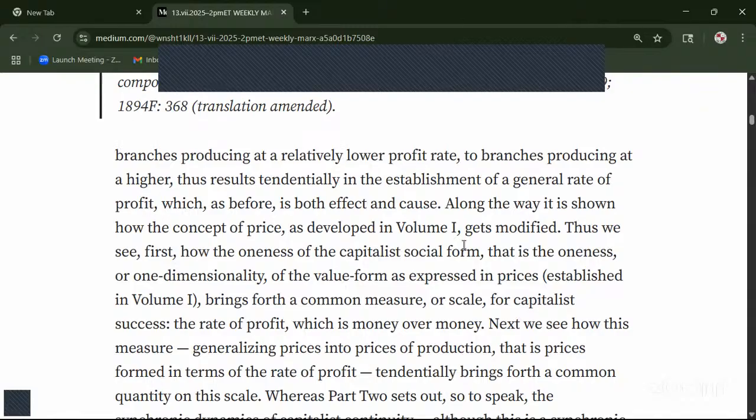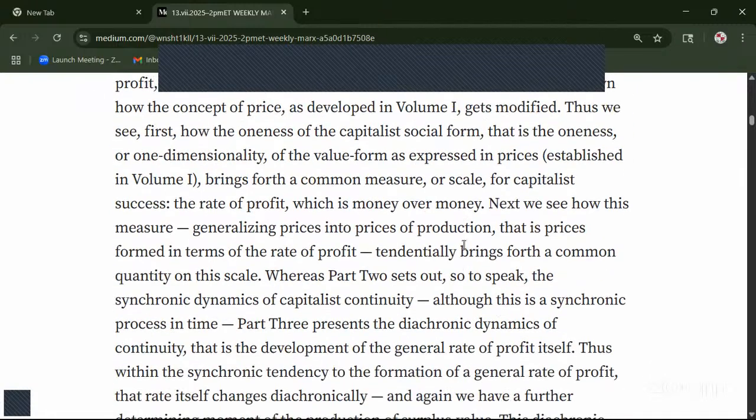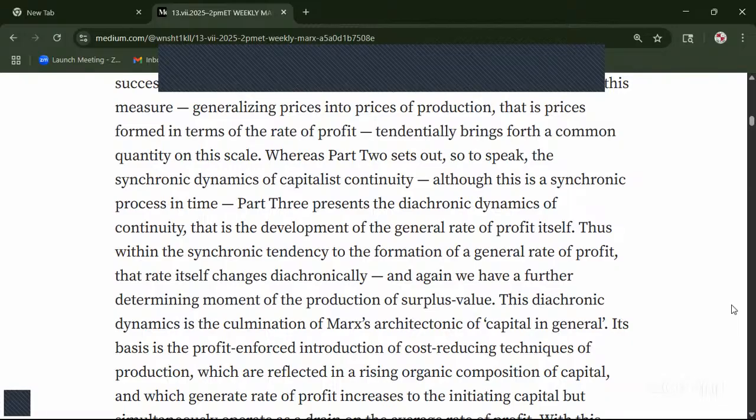Whereas Part 2 sets out, so to speak, the synchronic dynamics of capitalist continuity, although this is a synchronic process in time, Part 3 presents the diachronic dynamics of continuity, that is, the development of the general rate of profit itself. Thus, within the synchronic tendency to the formation of a general rate of profit, that rate itself changes diachronically. And again, we have a further determining moment of the production of surplus value. This diachronic dynamics, unfolding over time, is the culmination of Marx's architectonic of capital in general.